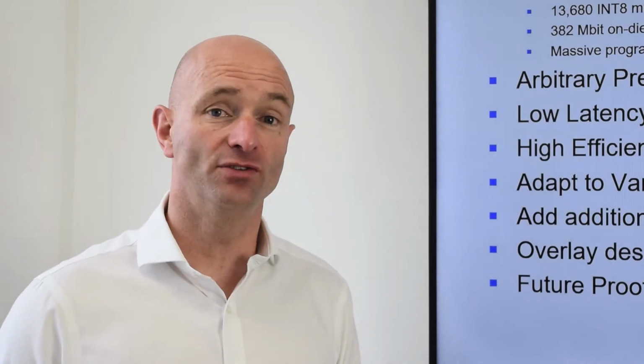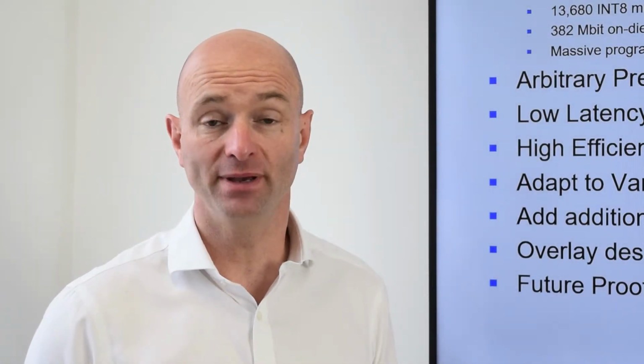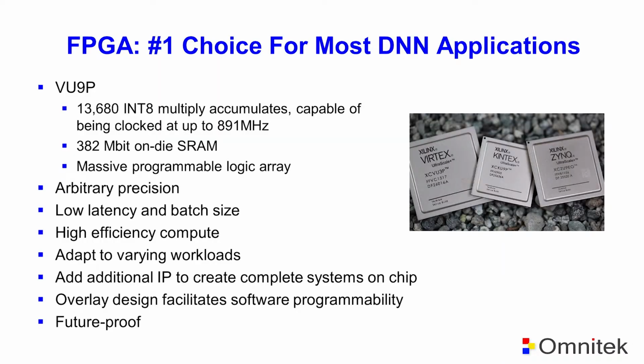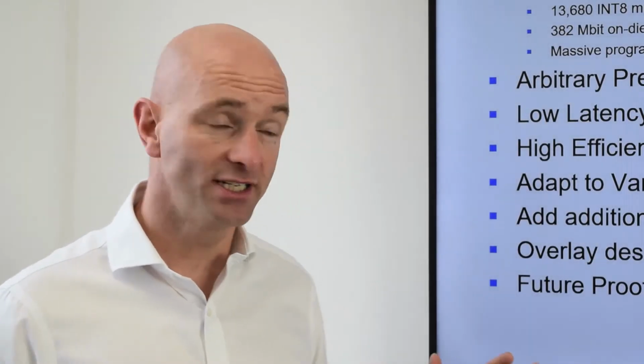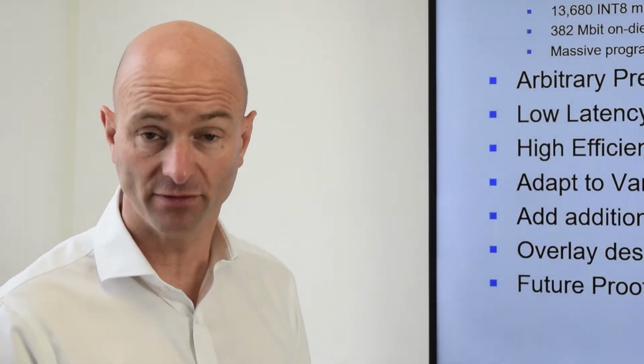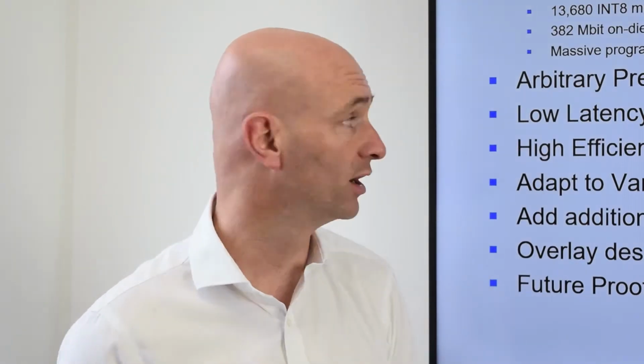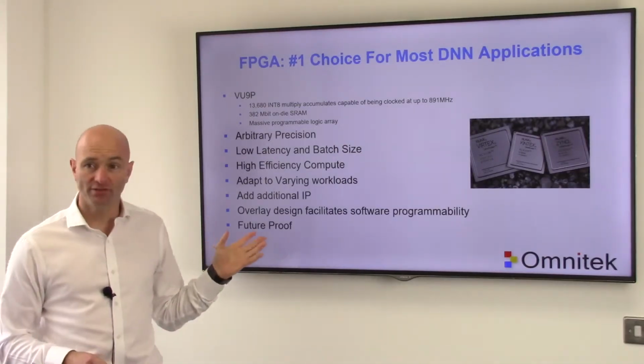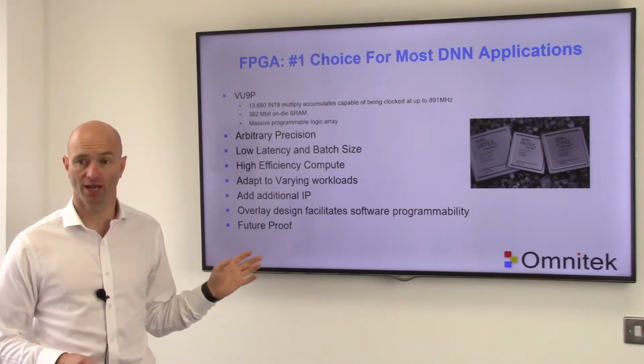The initial release of the DPU is built around the VU9P Xilinx FPGA, and I'll talk through some of the key points about that and the general advantages of FPGAs. Firstly, you can see here that the VU9P actually contains over 13,000 int8 multiply accumulate units in the DSPs, which can be clocked at up to 891 MHz. It also contains significant on-chip SRAM and a massive programmable logic array that can be configured optimally for different neural network workloads.